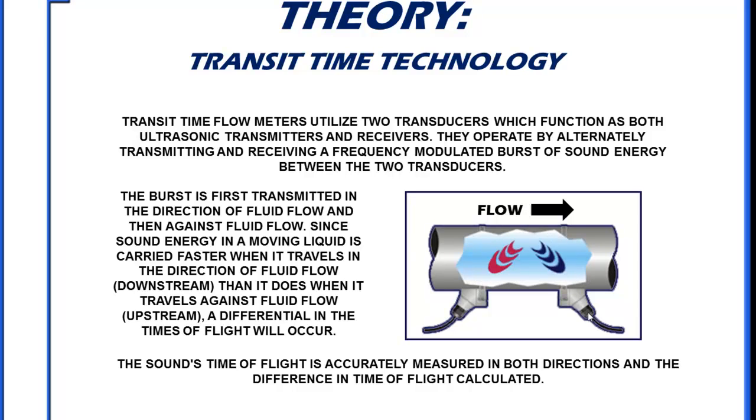Well, at the same time, I send a sound burst from this sensor on the right hand side downstream, across the pipe, ricochet off the back wall, come back down to the first sensor, and because it's going against the current, it takes a longer period of time. The differential between going from left to right and right to left is a coefficient we use to derive how fast the process liquid's going.